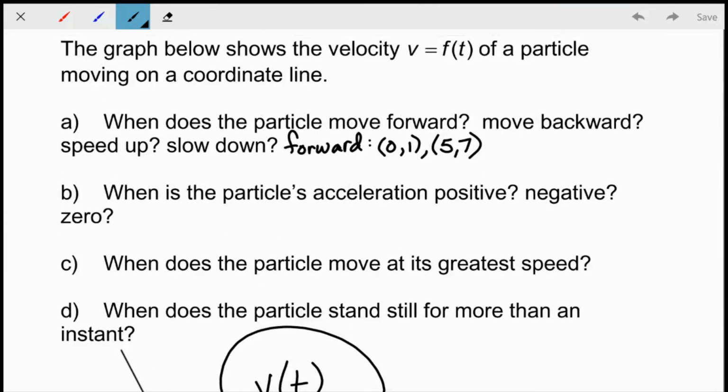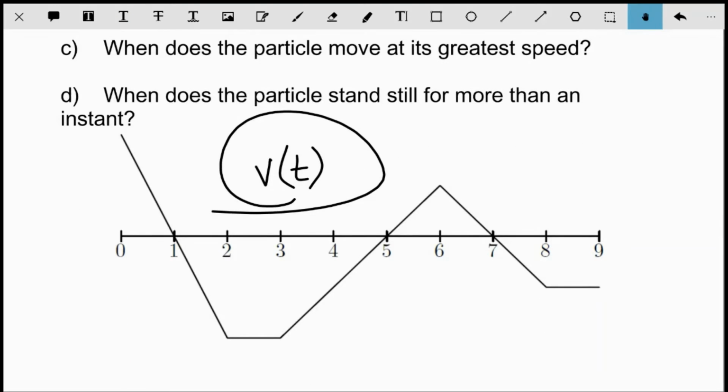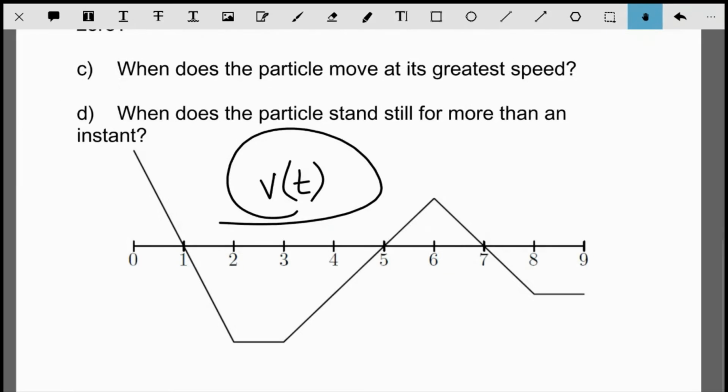Okay, and then we want to do backward. And same idea. So for backward, I'm going to get the time interval from 1 to 5, and then also the time interval from 7 to 9. Okay, so again, take a look at the graph. You can see that the velocity is negative from 1 to 5, and it's negative from 7 to 9.